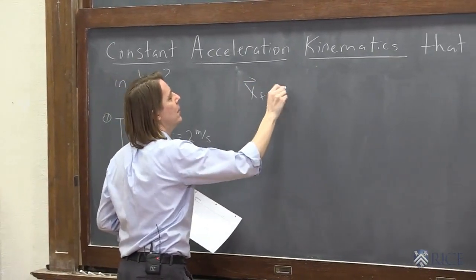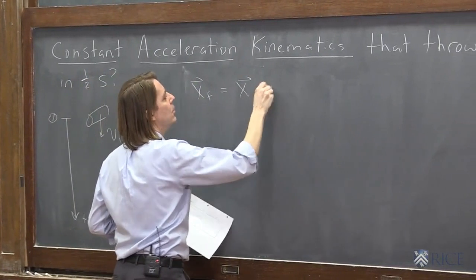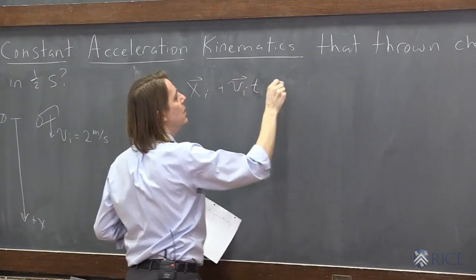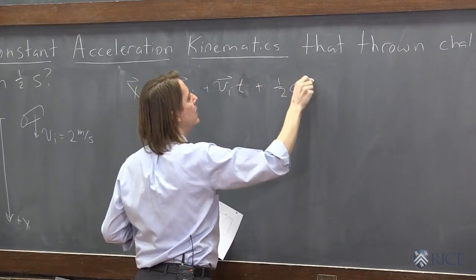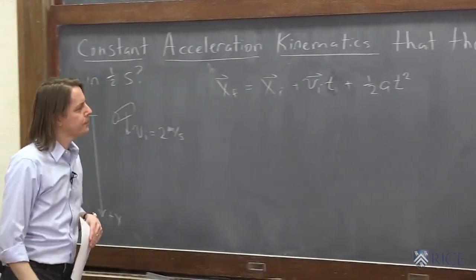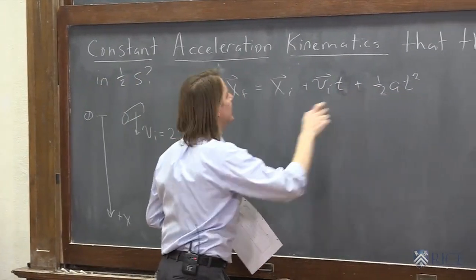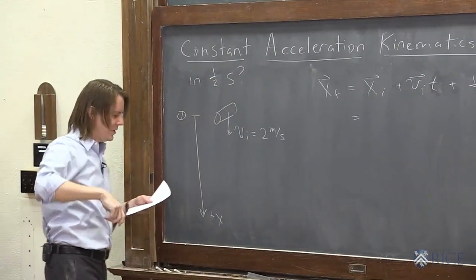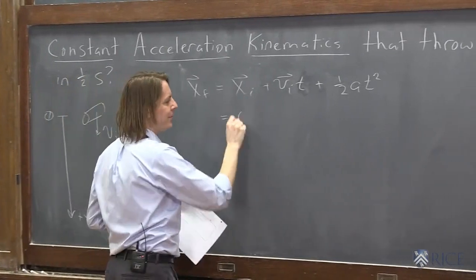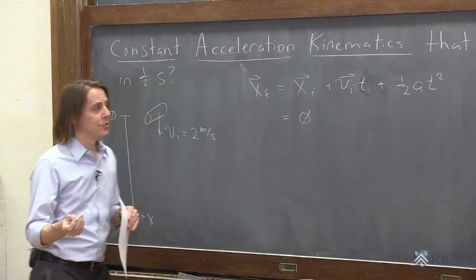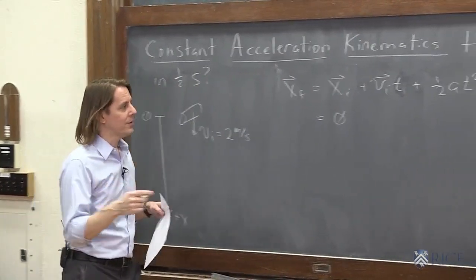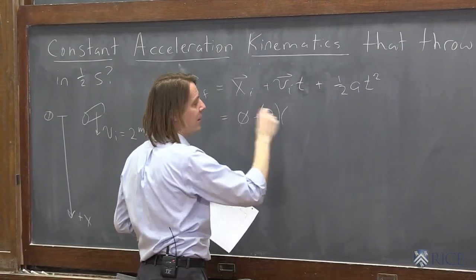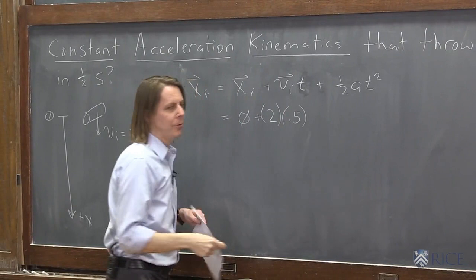So really, you just describe that equation. xf is xi plus vi t plus 1/2 a t squared. Right? So let's just plug in, see what we get. The initial position is 0. I'm assuming I released it right at the origin. The initial velocity is 2 meters per second. And the time we're talking about is a half second, so 2 times 0.5.